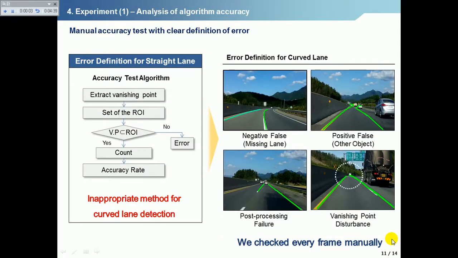This is how we performed the experiment. For straight lane detection, the vanishing point can be used to check the accuracy of the algorithm. However, checking accuracy for curved lanes was not easy, since the curvature of each road is unknown. Therefore, we defined errors in 4 different types: negative first, positive first, post-processing failure, and vanishing point disturbance by other vehicles. And according to these criteria, we checked every single frame manually.